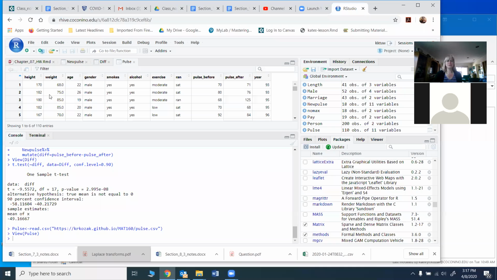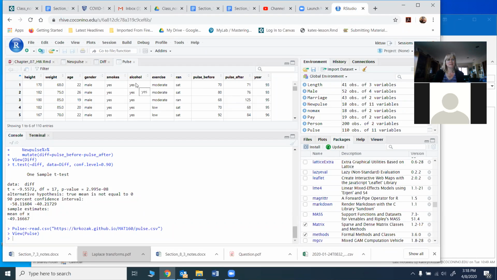Each row is an individual, so the unit of observation is each row. For the first person, their height is 170 centimeters. Their weight is 68 kilograms. Their age is 22 years. They happen to be male. They happen to smoke. They happen to drink alcohol. They happen to exercise moderately. They didn't run before we did this. And we had their pulse rate before and their pulse rate after, and we have what year we did this in. So we have all this information here that we're dealing with.